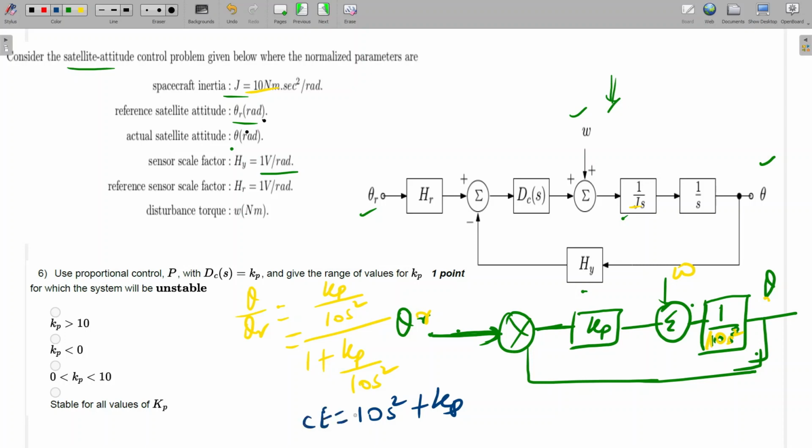So what is the rule for a stable system? Our poles will be in the left hand side. Poles should be in the LHS.